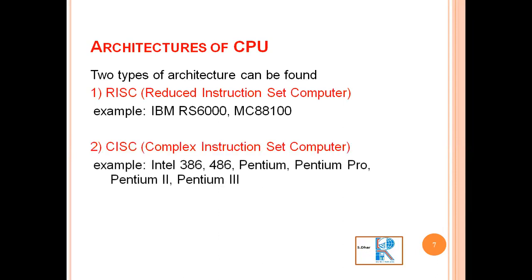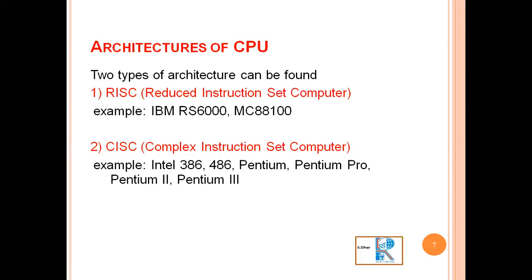And another is the complex instruction set computer. In the reduced instruction set computer, RISC, the examples are IBM RS6000 and MC88110. These are the processors which use the reduced instruction set computer. Another is CISC, the complex instruction set computer. Complex instruction set computer means Intel and all the families of Intel, that means Intel 8086 to Pentium Pro 2, 3, anything. They use the complex instruction set computer.